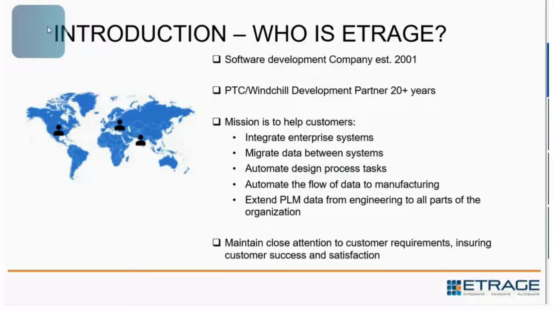A bit more about ETRAGE, a global company. We've been in business more than 20 years. Our mission primarily: we integrate enterprise systems, we migrate data between systems, and we find automation to make that work and work well. We make engineering data and any other type of necessary data available outside of engineering, especially to manufacturing and the shop floor. Any way that customers need to extend PLM outside of engineering is a place that ETRAGE often has a useful role.